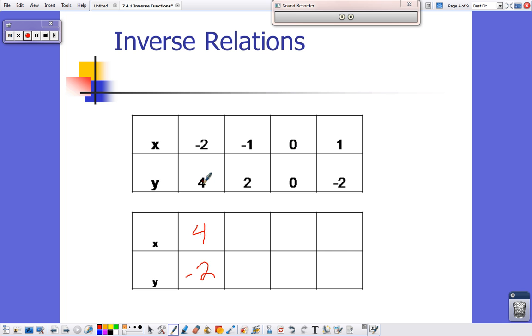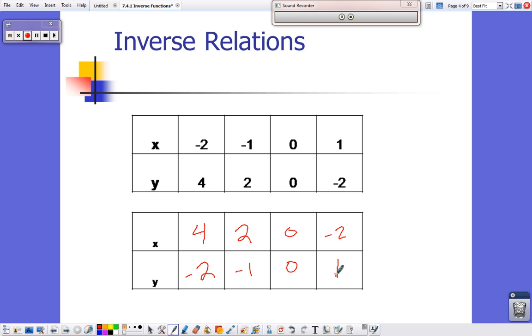So in other words, my 4 is going to become my x value, my -2 is going to become my y value. So this is (2, -1), the 0 switches, and (-2, 1). Okay? So those are the only things that an inverse function is.